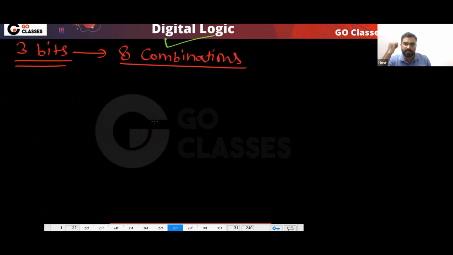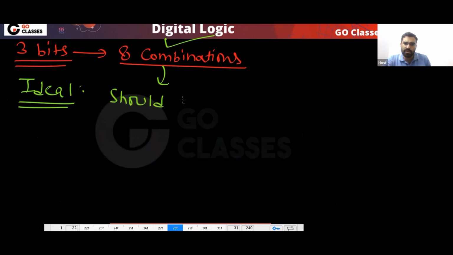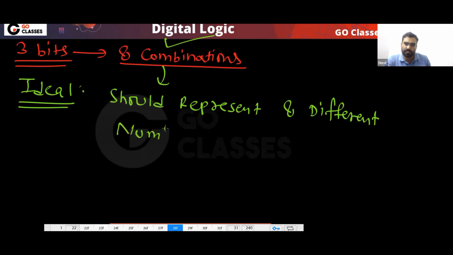There are 8 combinations. If there are 8 combinations, what is the ideal situation? These 8 combinations should represent 8 numbers. Yes or no? 3 bits. 8 combinations are there. What is ideal? Ideal is that these 8 combinations should represent 8 different quantities, or I can say they should represent 8 different numbers.